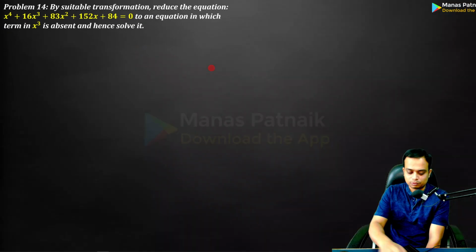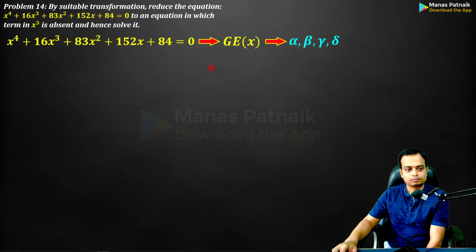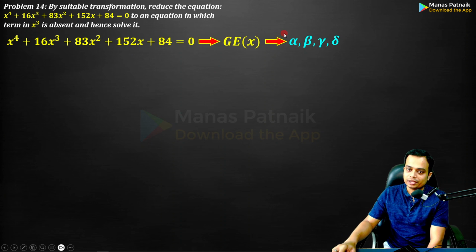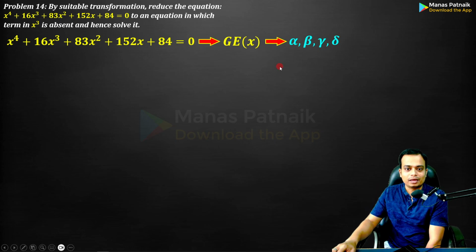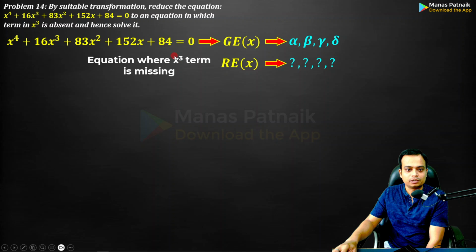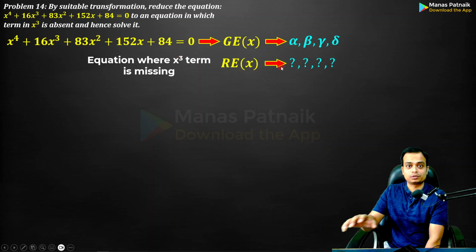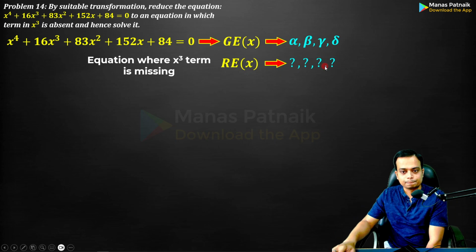Let's begin. This is what has been given in the question. Take a look. A biquadratic equation, degree 4, that's your given equation. Degree 4, 4 roots, alpha, beta, gamma, delta. What you need to do is to transform this into another equation where this x cube term is missing. And that is going to be your required equation. We still don't know what the roots are. Okay. We can begin with this equation.